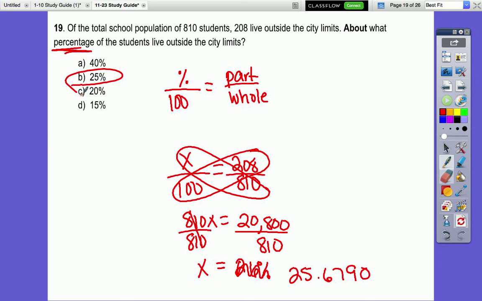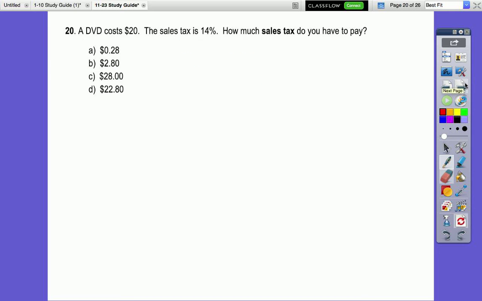So look at your numbers before you round. Okay, a DVD costs $20. The sales tax is 14%. How much sales tax do you have to pay? Now here you're only looking for the sales tax. You're not looking for the total amount. You're only looking for the sales tax.